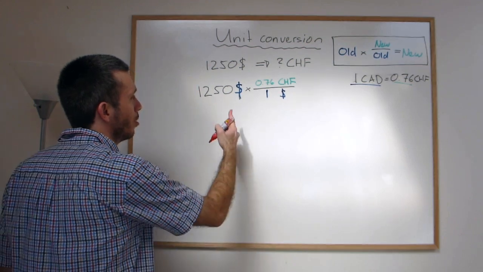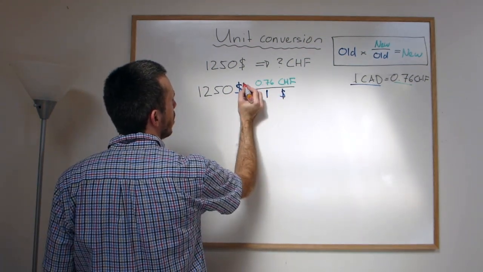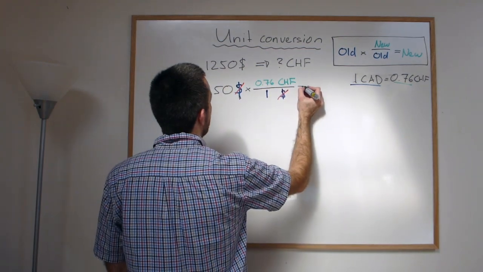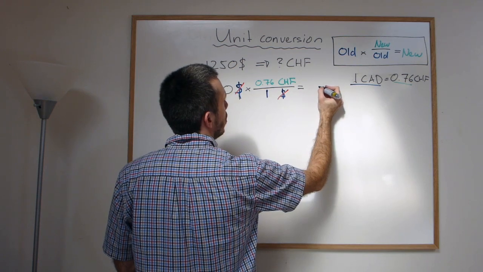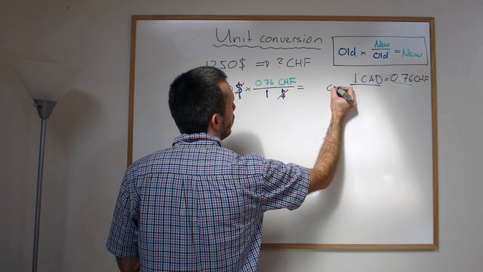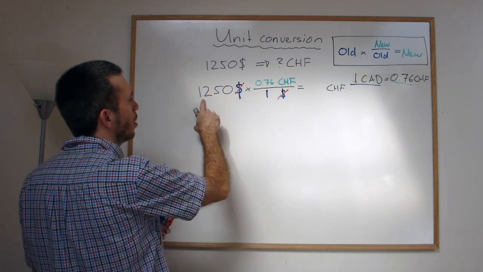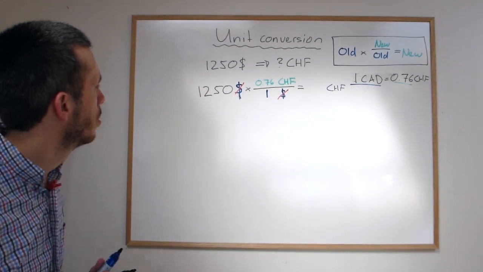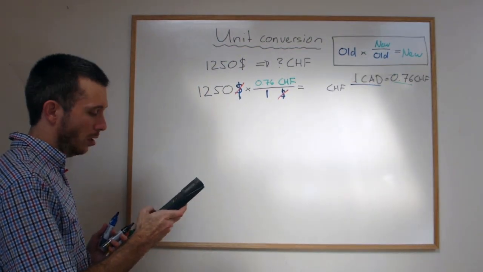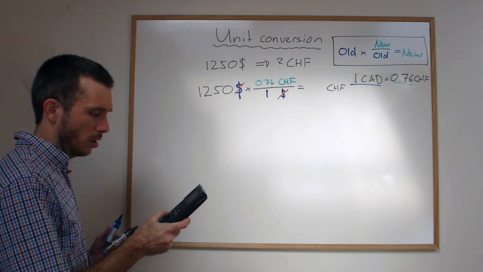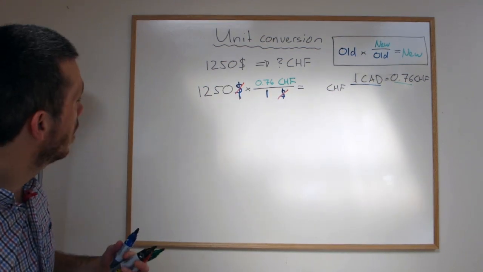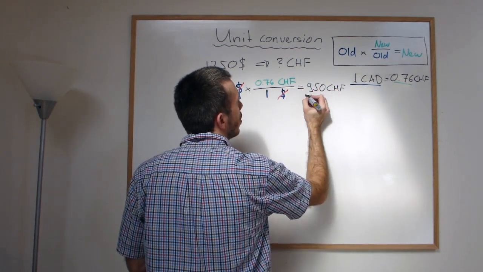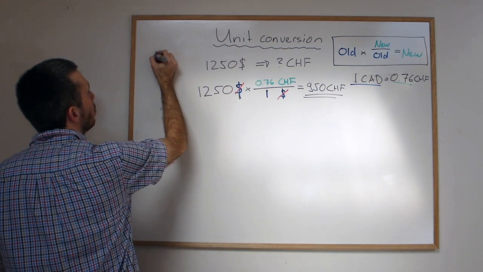And then I do a little bit of dimensional analysis. I see, okay, that dollar cancels that dollar. So now the unit that I will get at the end is Swiss francs. And all I have to do is 1,250 times 0.76 divided by 1. So I take my calculator, 1,250 times 0.76. And I get my answer that this is equal to 950 Swiss francs. So this was example 1.